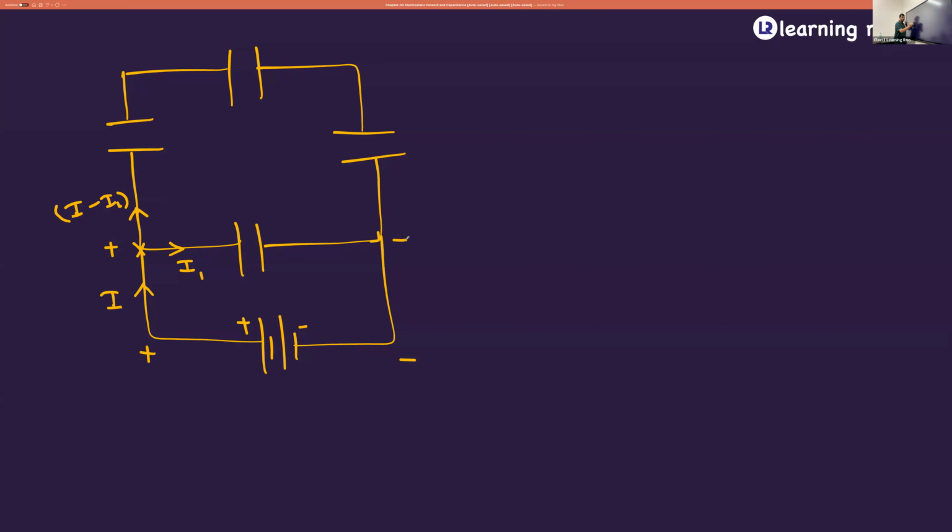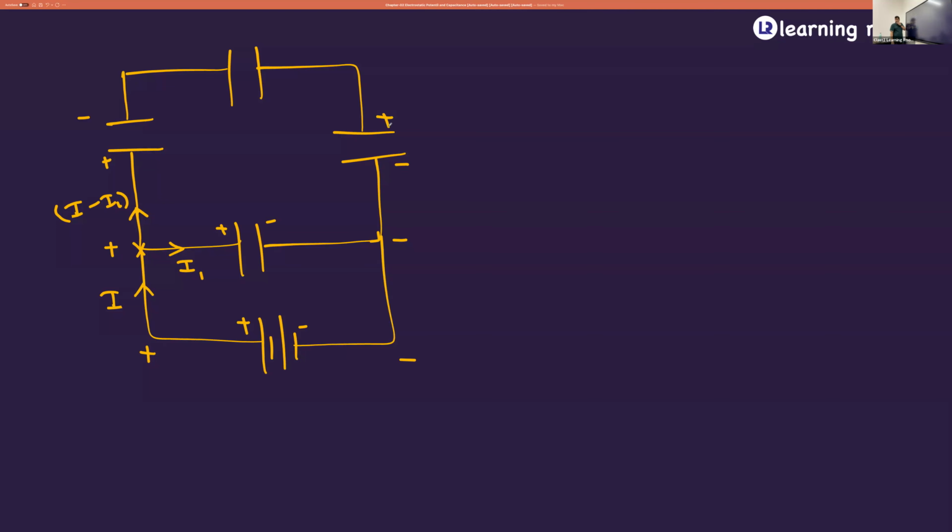I hope I'm clear till this step. So if this is positive, this will be negative. Then what will happen to this? Why negative? This current is flowing like this, so this has to be positive, this has to be negative, because look at the direction of current. Current flows from higher to lower. So if you look at these three, negative is connected to positive, negative is connected to positive. So this will be series.